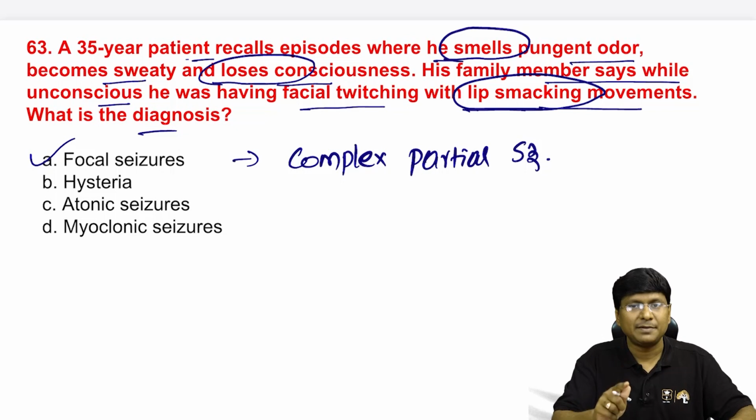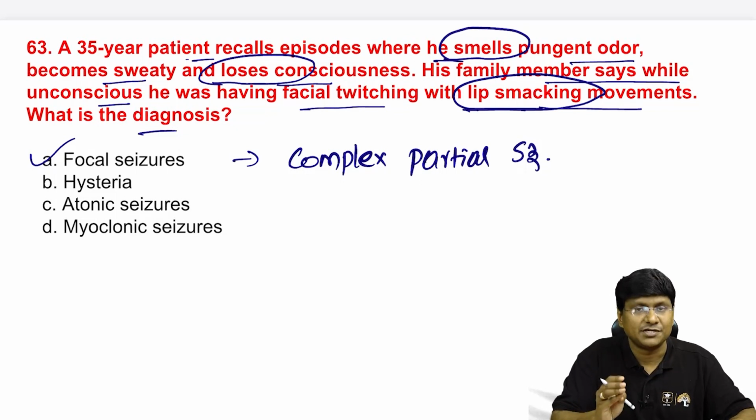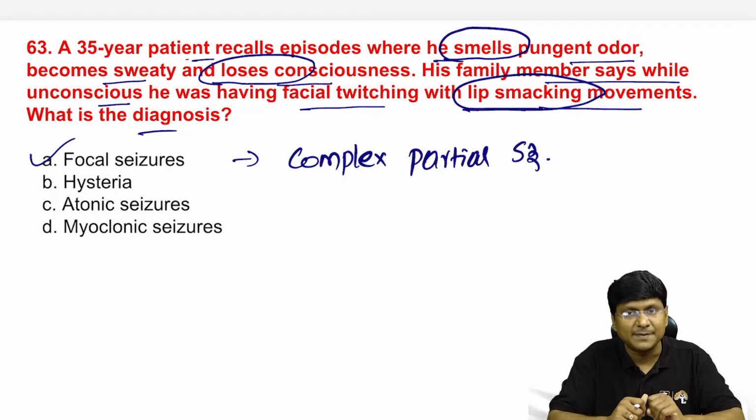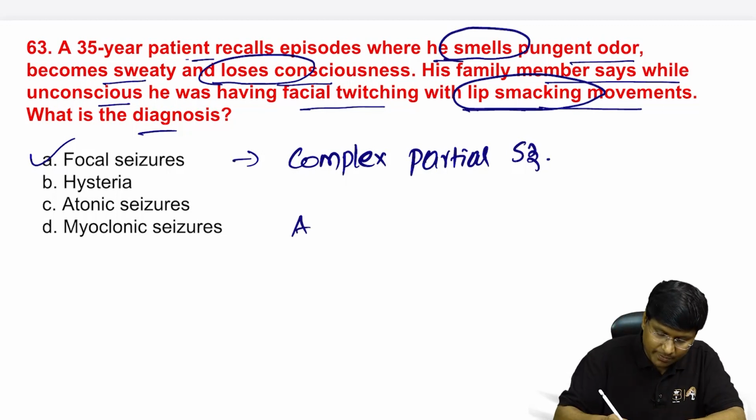Okay, in case of complex partial seizures, there will be loss of consciousness. We are using the word complex because there is loss of consciousness. If there is no loss of consciousness, then we call it simple partial seizures. And in case of complex partial seizures, there will be automatisms.